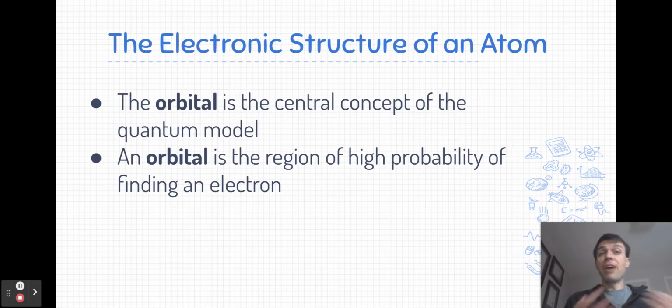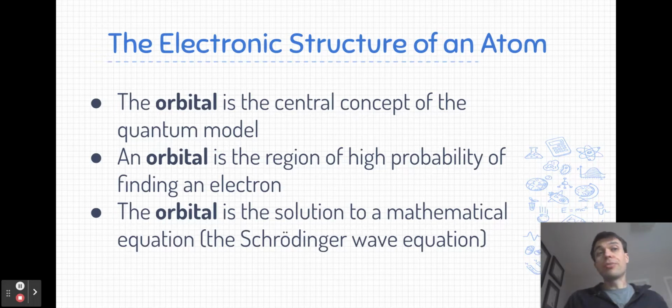I'm going to define the orbital in a few different ways. The first way we'll talk about it is probably the most visual way of thinking about it: an orbital is the region in space that has a high probability of finding an electron.